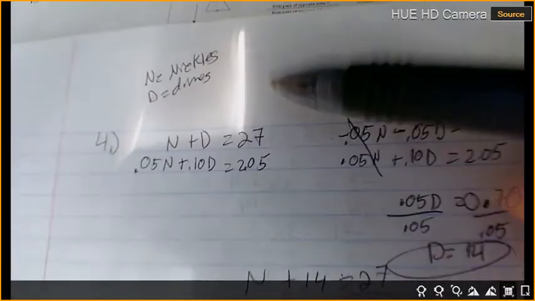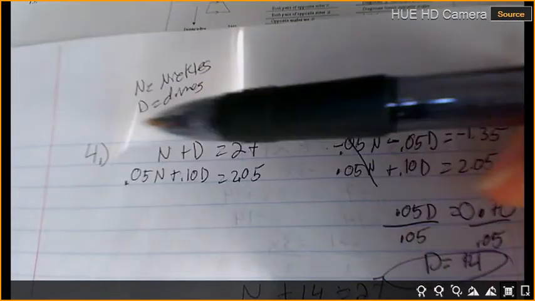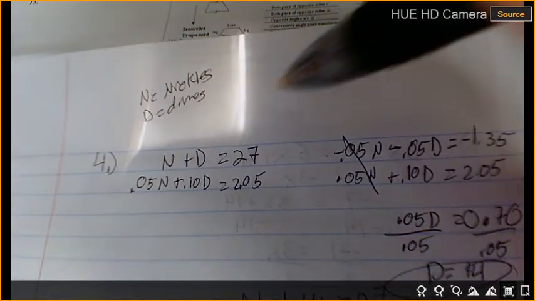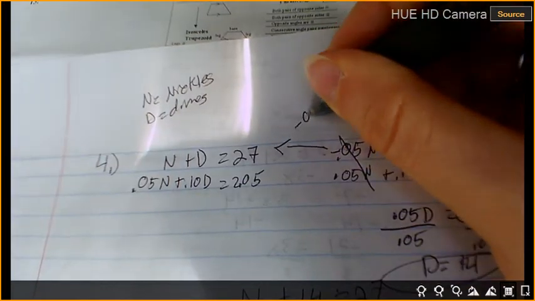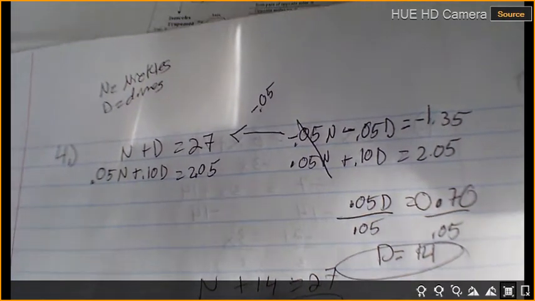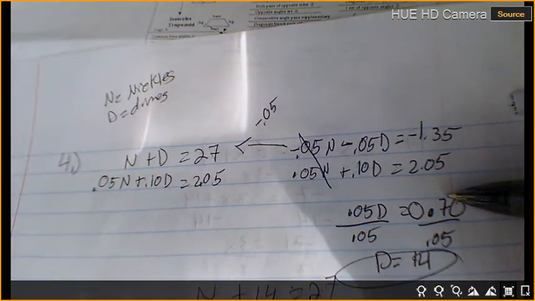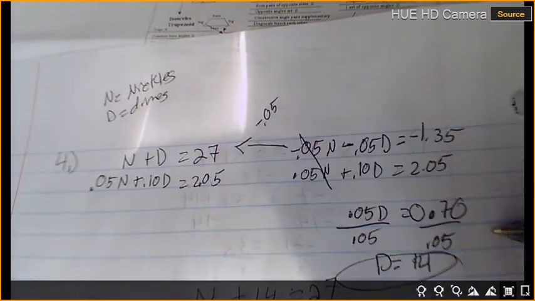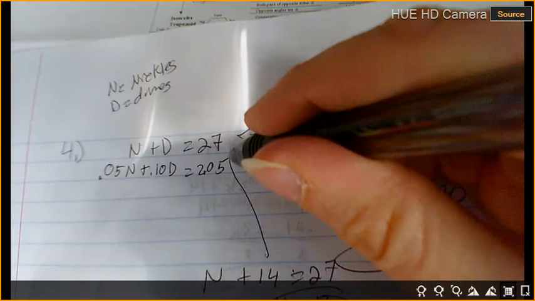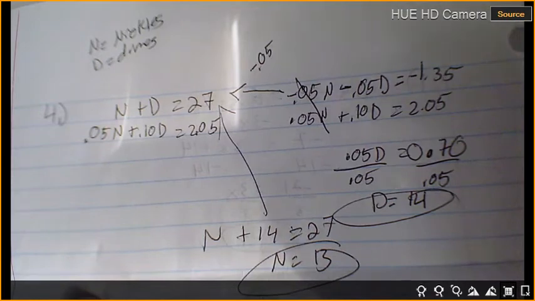Number 4, I've got nickels and dimes equals 27 coins. I've got 5 cents for a nickel and 10 cents for a dime equals $2.05. So I multiplied this top equation right here by negative 0.05. That I added straight down, giving me 0.5 dimes equals 0.7 cents, or 70 cents. Divided both sides by 0.5 and got there are 14 dimes. Plugged it back into this original equation up here and got nickels plus 14 equals 27, so there has to be 13 nickels.